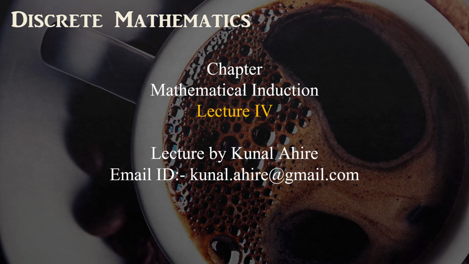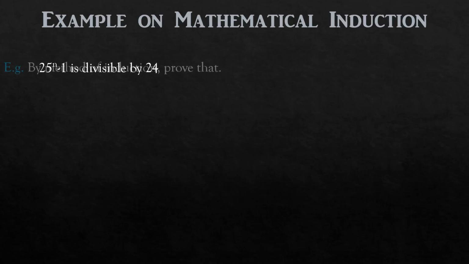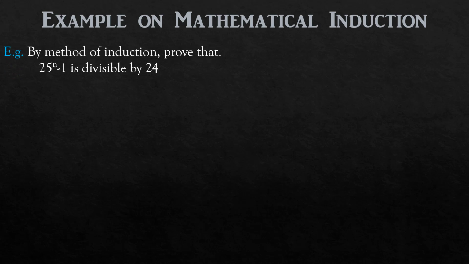This session has a new example related with mathematical induction. By method of induction, prove that 25 raised to n minus 1 is divisible by 24. Now this is not a sequence, okay? So this one is a constant term.